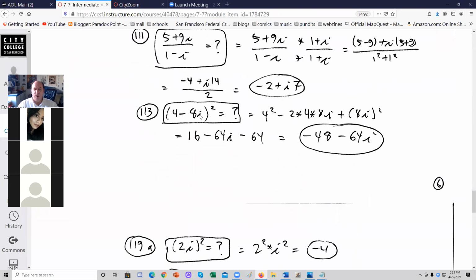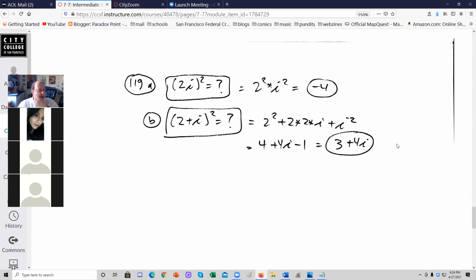Here we have the square of 4 minus 8i. You can write it as a square of a difference: square minus twice product plus square. 4 squared minus twice 4 times 8i plus 8i squared. That's 16. This is minus 64i. This is minus 64. 16 minus 64 is minus 48. So minus 48 minus 64i.